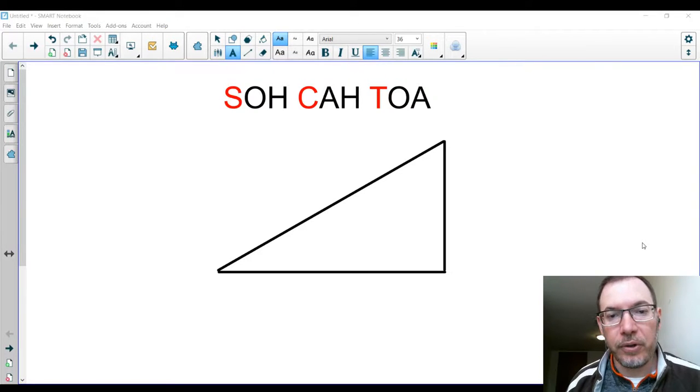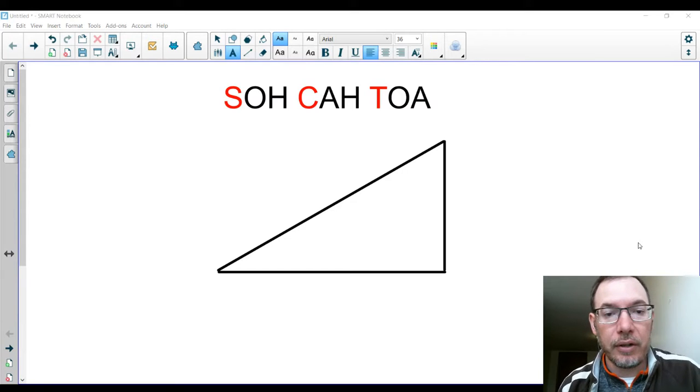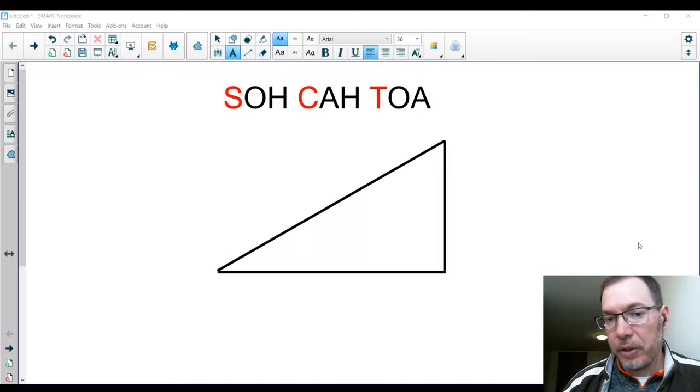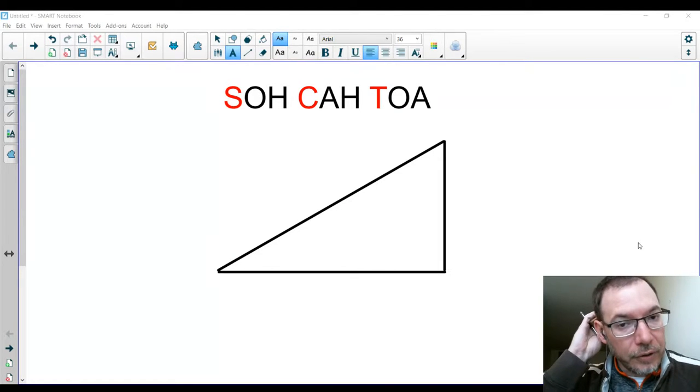Morning, guys. Just want to do a quick trig review for you before we get into looking at trusses and doing some of that stuff. So, just real quickly, I want to run through a few things with you. First one being just a reminder of the trig functions themselves.